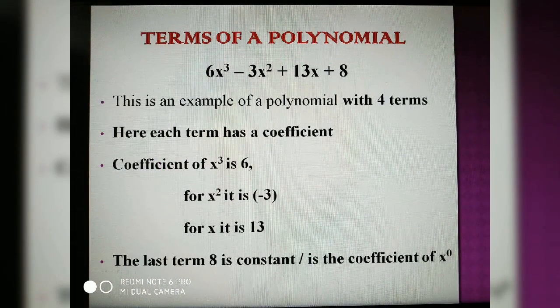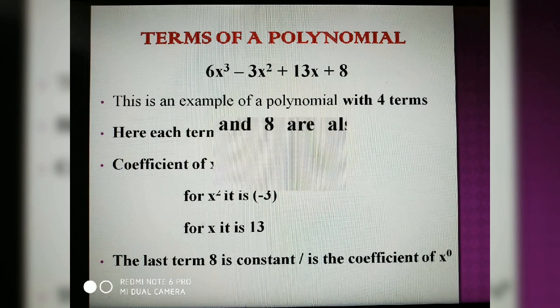Then what are the terms of a polynomial? Here is an example, 6x cube minus 3x square plus 13x plus 8. This is an example of a polynomial with 4 terms. Each term has a coefficient. The coefficient of x cube is 6, the coefficient of x square is minus 3 and the coefficient of x is 13. 8 is a constant term, or 8 is the coefficient of x to the power 0.